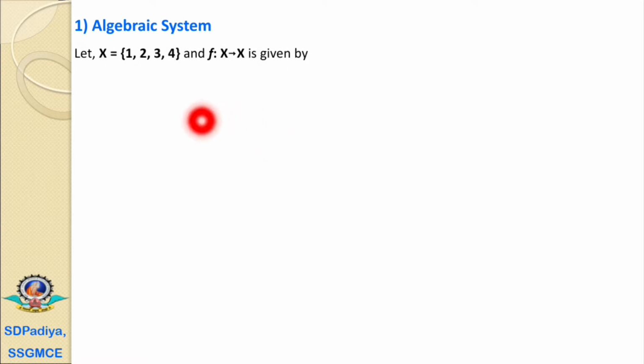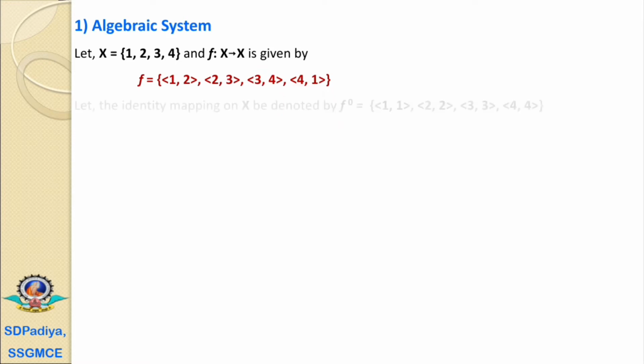In our previous video, we have already discussed the algebraic system. Let we have one set with four elements 1, 2, 3, 4, and we perform the mapping f from X to X. Then suppose we have the function, a set of four ordered pairs: (1, 2), (2, 3), (3, 4), and (4, 1).